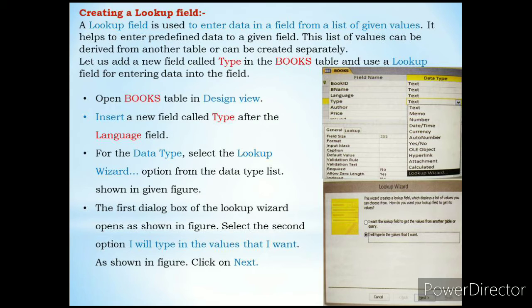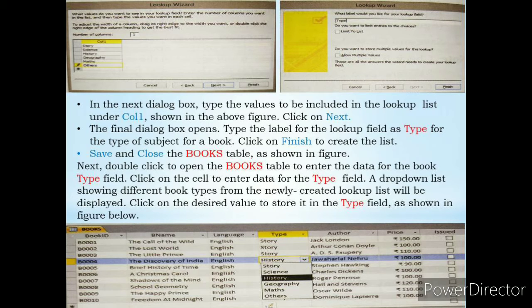For the data type, select the lookup wizard option from the data type list shown in the given figure. The first dialog box of the lookup wizard opens as shown in the figure. Select the second option, I will type in the values that I want, as shown in the figure. Click on next. Now in the next dialog box, type the values to be included in the lookup list under column 1 shown in the above figure.